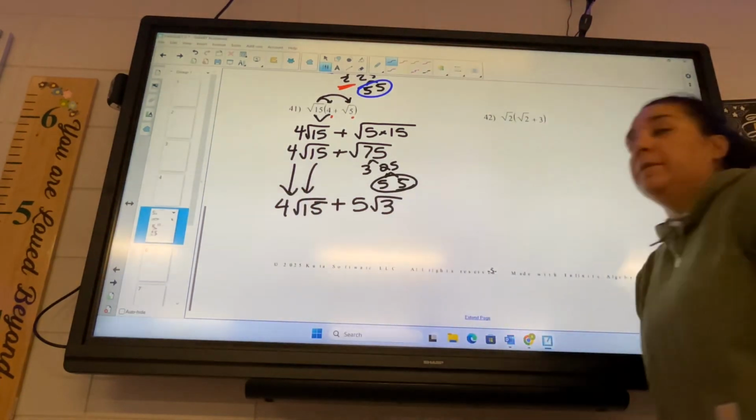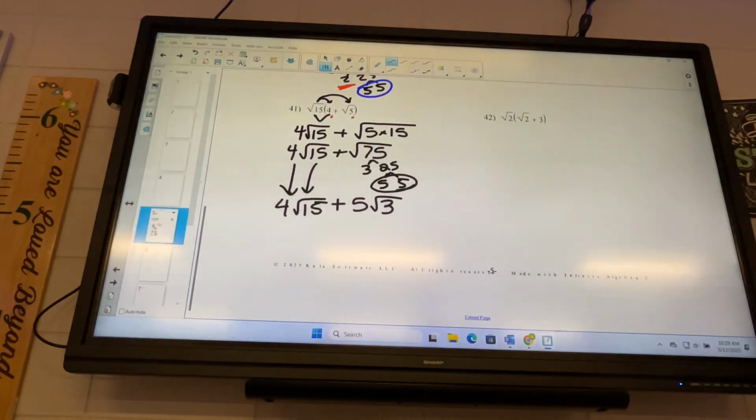Now, are the 2 inside pieces the same? Nope, so we can't combine them any further. If they were, then you can combine the outsides together. Like if they were 4 square root 3, 5 square root 3, you could combine the 4 and 5 to give you 9 square root 3.